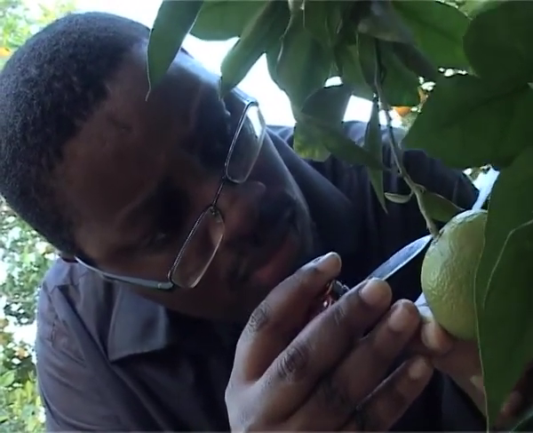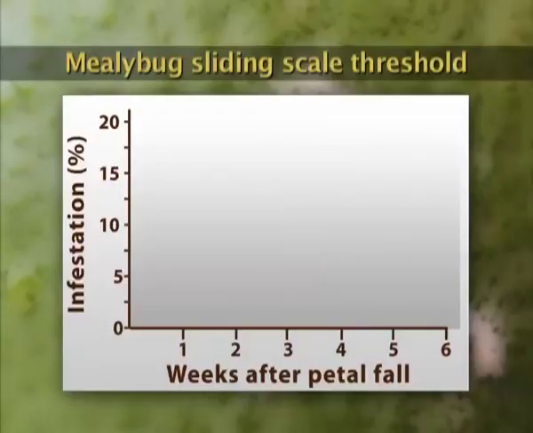From petal fall until 6 weeks later, there is a sliding scale threshold which can be applied. If at 100% petal fall, 5% or more of fruit are found to be infested with mealybug, a spray should be applied. A week later, if 7% are infested, a spray should be applied.